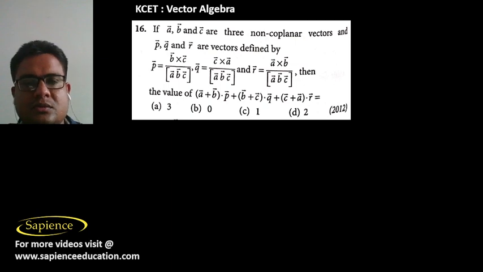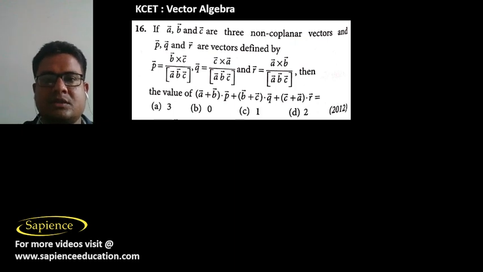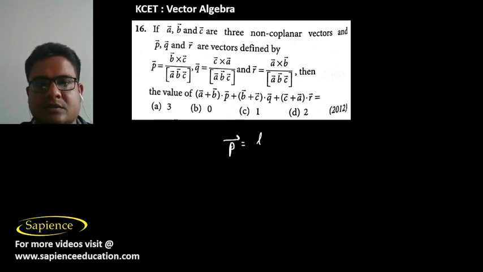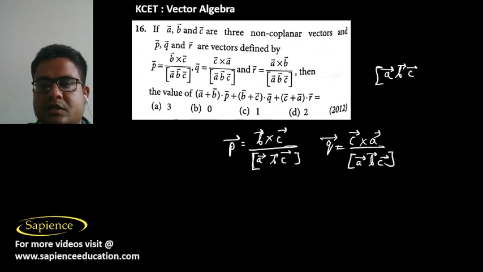Question number 16. If A, B, and C are three non-coplanar vectors and P, Q, and R are vectors defined by P vector is B cross C divided by the scalar triple product, the box product of A, B, C. Q is given as C cross A divided by the box product of ABC. Here the box product of ABC means the scalar triple product, that is A dot B cross C.